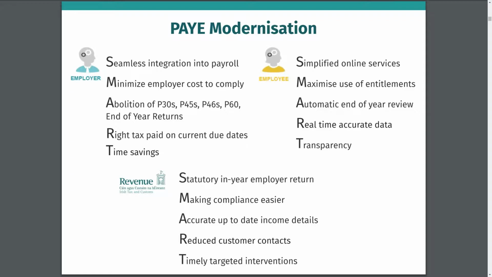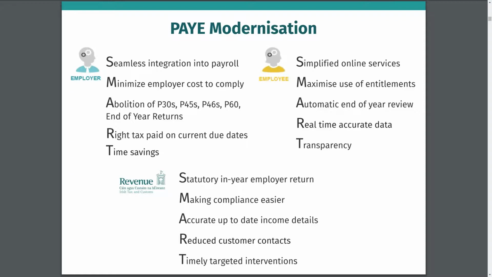For the employee then, they'll have simplified online services where they can view what has been paid and deducted on their behalf by their employer. They'll also be able to maximise the use of their entitlements, ensuring that they are only paying the right amount of tax, where they'll have the opportunity to spread credits between employments or between spouses.